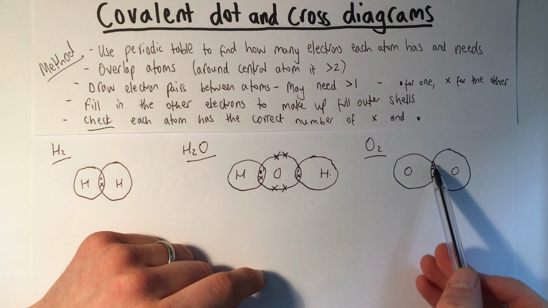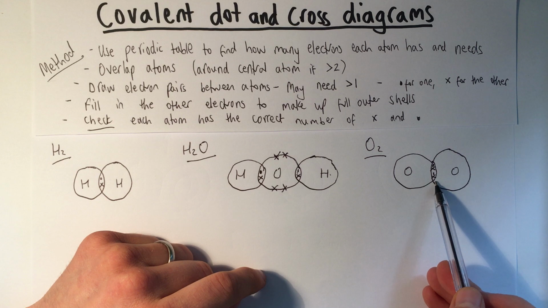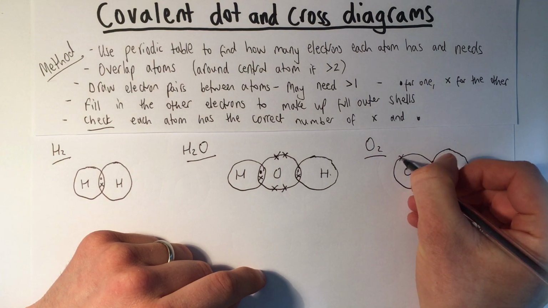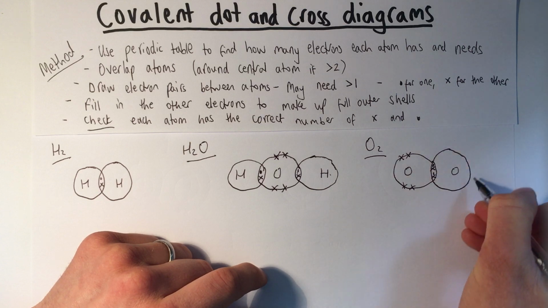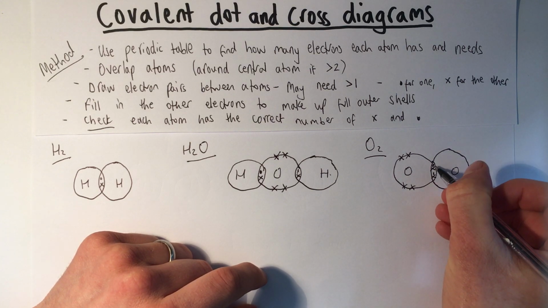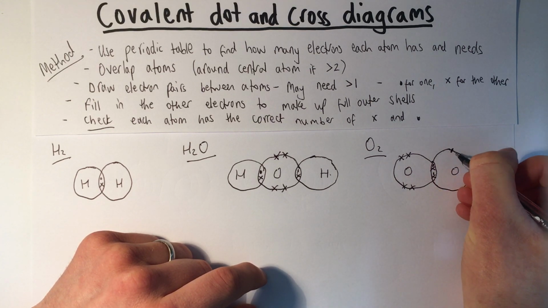Okay, now I need to fill in the other electrons to make up full outer shells. So let's go with this one. Let's make this one crosses. It's already got 4 electrons, so it needs another 4. Let's make this oxygen atom dots. It's already got 4 electrons, so let's put in another 4.